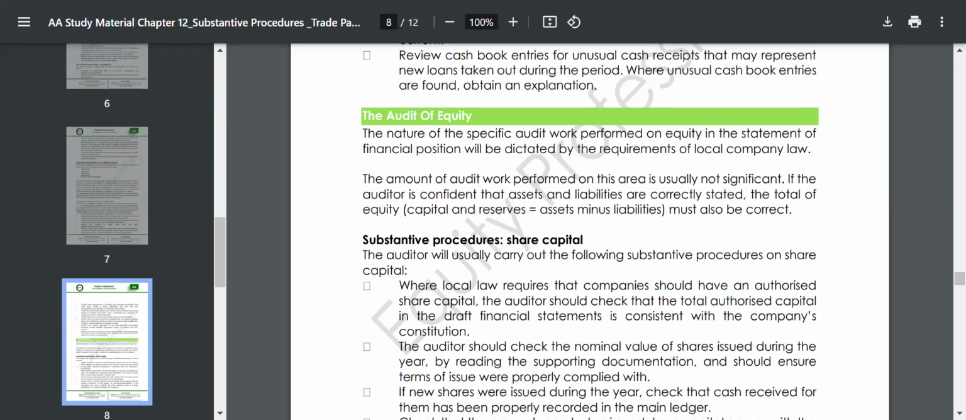Now, the audit of the equity is not really a big deal in the sense that once your asset part and your liability part have been audited very well and they match, it is just logical that your capital and reserves, when you do the math, the figures should also match. So the only issue here is when your equity part is not matching with the assets. But once they match, you have little or nothing to do.